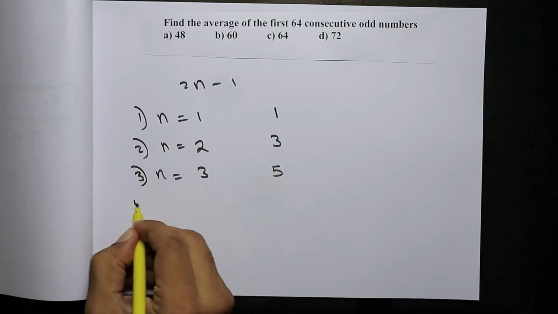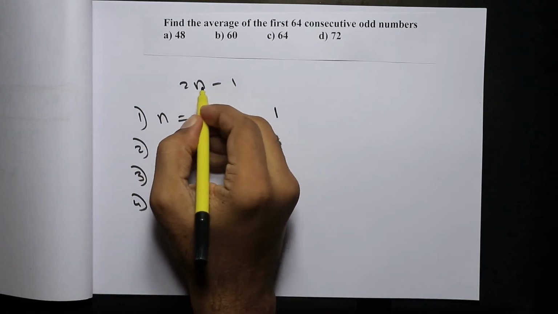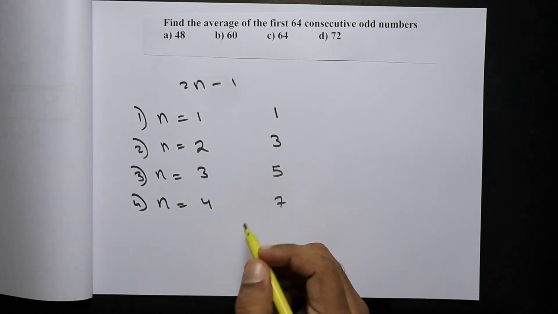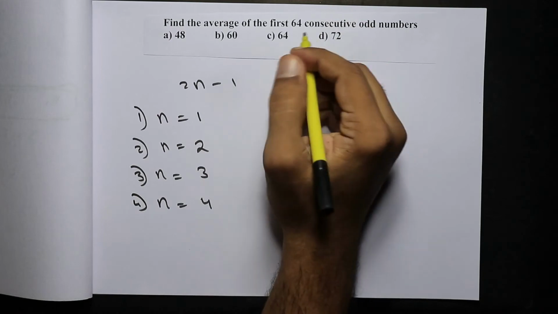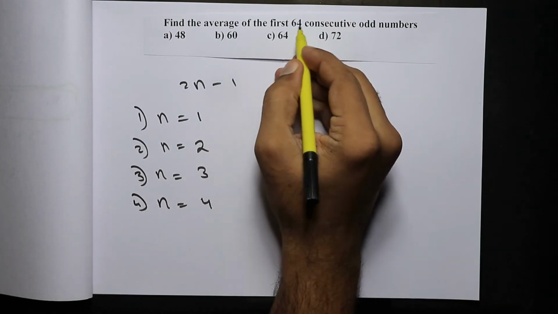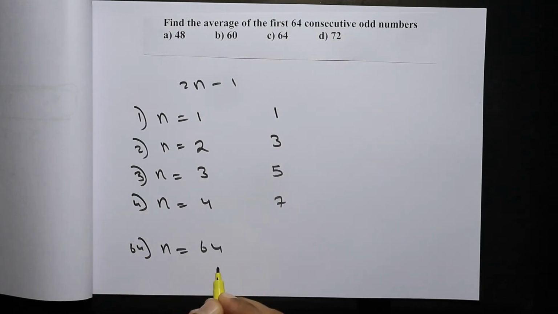To get the fourth odd number, substitute n is equal to 4. So that will be 2 into 4, 8 minus 1, 7. So that is how the odd numbers have been generated. Now the first 64 consecutive odd numbers. So the 64th odd number can be obtained by substituting n is equal to 64.